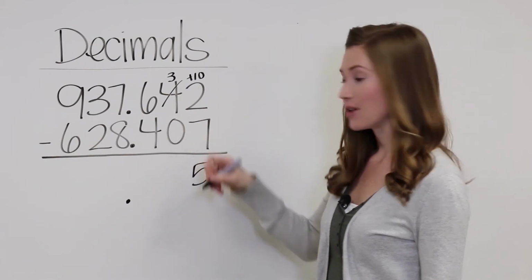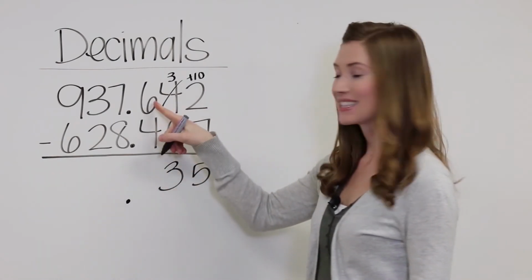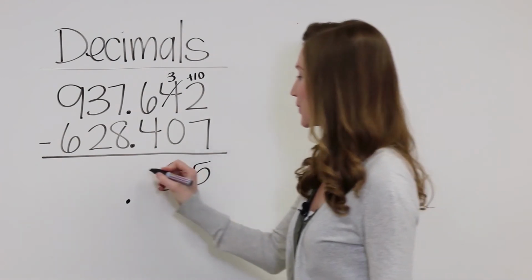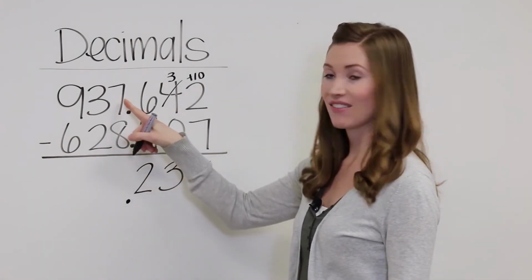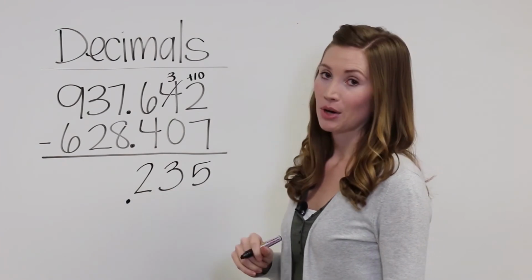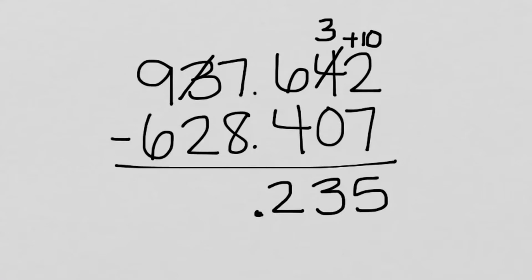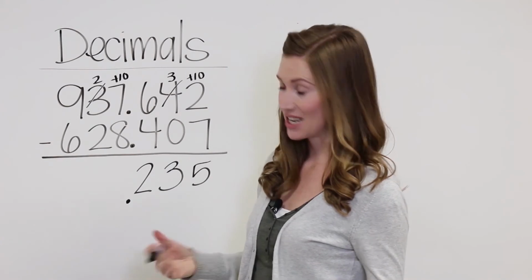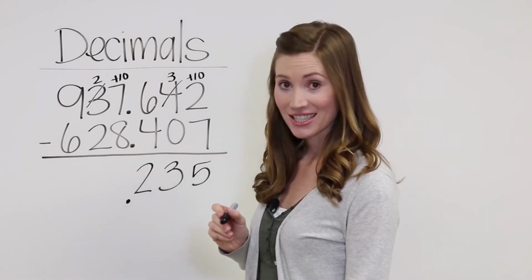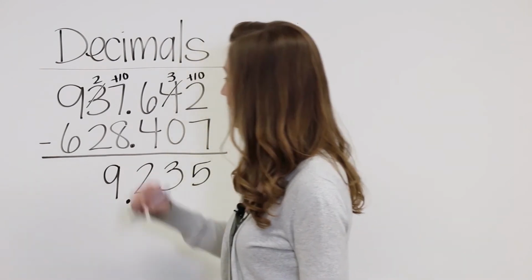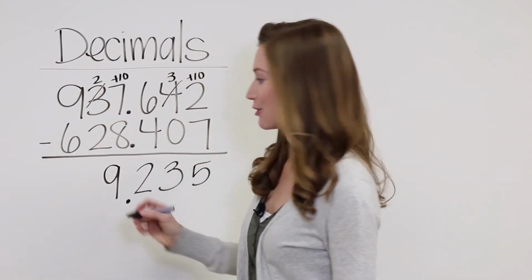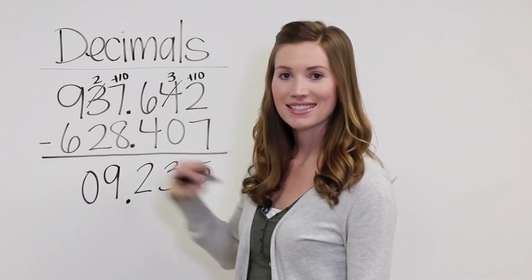3 minus 0 is 3. And 6 minus 4 is 2. 7 minus 8. Same problem again. We're going to need to borrow from the 3. We're going to cross out the 3. We're going to borrow a 10, which is equivalent to 10 ones. So we're going to add 10 ones over here. So now we have 10 ones plus 7 ones, 17 ones, minus 8, which is 9. 2 minus 2, 0. And 9 minus 6, which is 3.